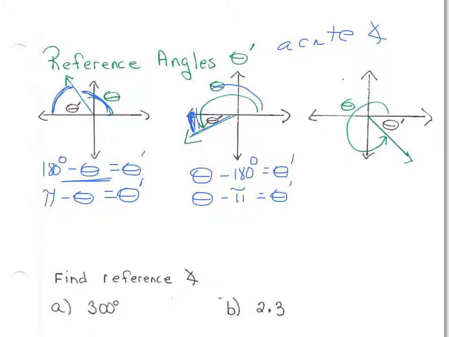All right, and then finally in the fourth quadrant, here's theta, here's the reference angle, the acute angle. The reason we do this is because a lot of times you'll be dealing with larger angles, but you know what the reference angle is. So in here, here's our reference angle. To find that one, we would take 360 minus theta, or 2 pi minus theta.